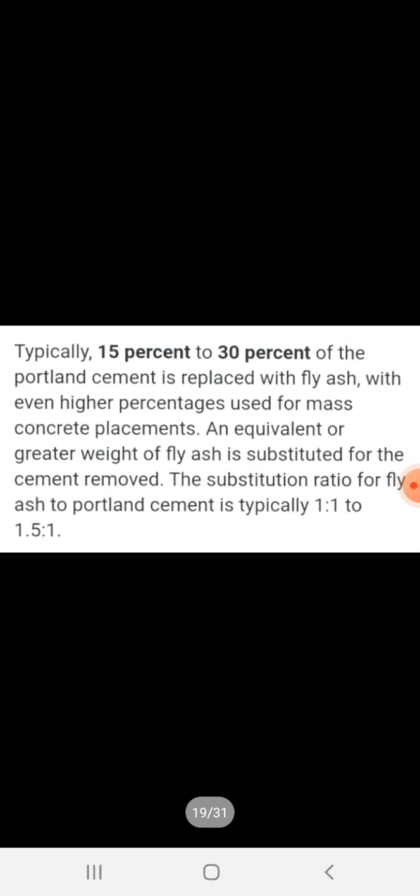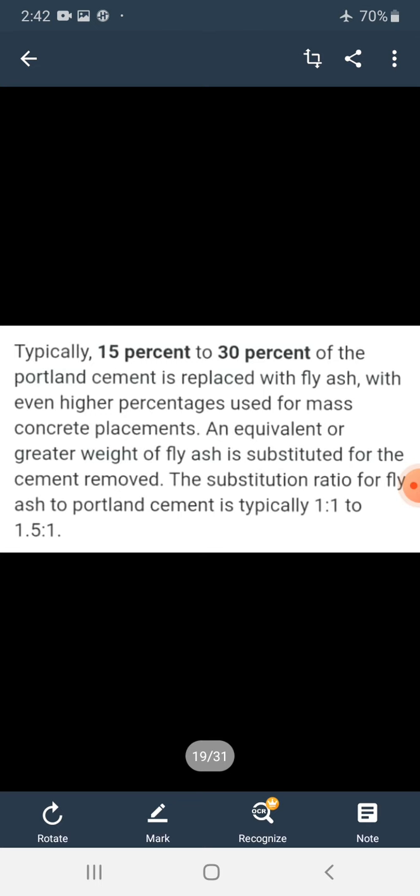Typically, 15% to 30% of Portland cement is replaced with fly ash, with an even higher percentage used for mass concrete placements. An equivalent or greater weight of fly ash is substituted for cement removed. The substitution ratio for fly ash to Portland cement is typically 1:1 to 1.5:1. This is the percentage of fly ash used in concrete.